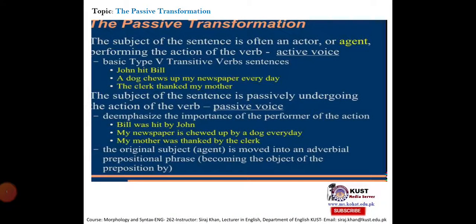The passive transformation: the subject of the sentence is often an actor or agent performing the action of the verb, active voice. Basic type five transitive verb sentences, like John hits Bill. A dog chews up my newspaper every day, or the clerk thanked my mother. In the passive voice, the subject of the sentence is passively undergoing the action of the verb.